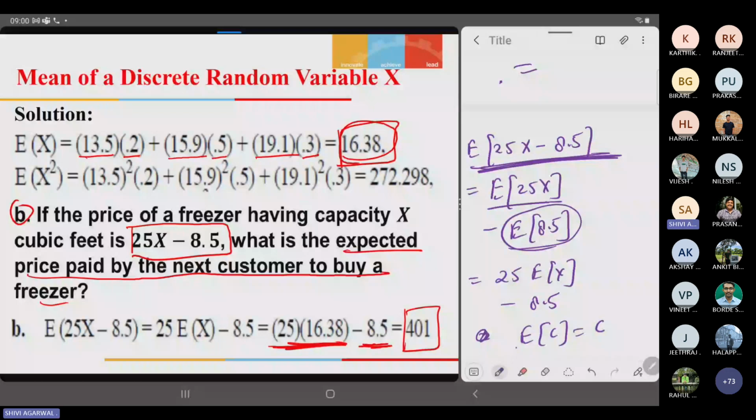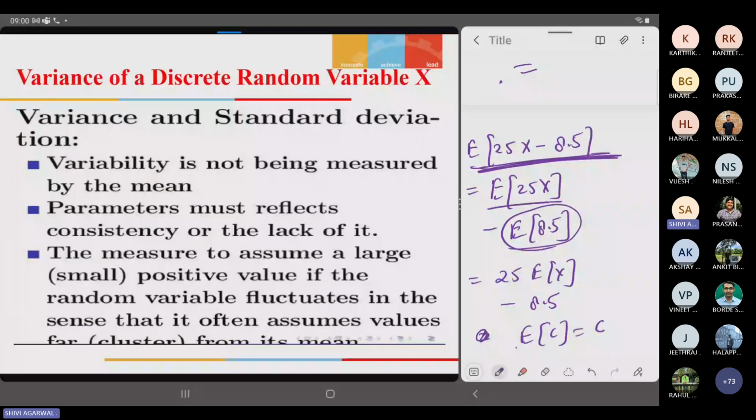Okay. Now we are taking another concept, that is the variance. Variance of a discrete random variable x. So mean, you know very well. In the earlier classes also we have discussed the mean. Mean shows the location parameter, and it shows the central tendency. Now variance we are talking about, that is how much it varies from the mean. That is the definition. We have already discussed it earlier.